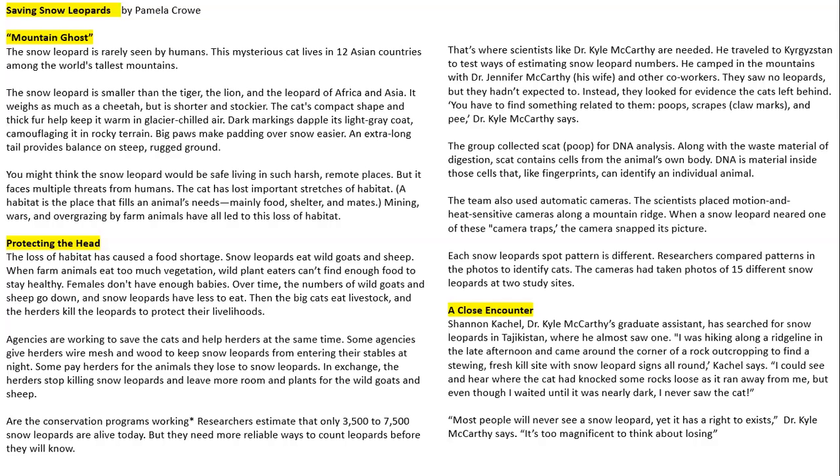So let's take a look at saving snow leopards. So I'm going to think about, what is the topic? Saving snow leopards. So my headings are mountain ghost, protecting the head, a close encounter. That's really making me think, I know this is about snow leopards, so maybe there's a snow leopard that lives in the mountains. Protecting the head, so maybe we need to start protecting the snow leopards. A close encounter, so that might be where humans aren't able to have those close encounters with the snow leopards. And I wonder why they can't. Maybe they're endangered, or something is happening to the snow leopards.